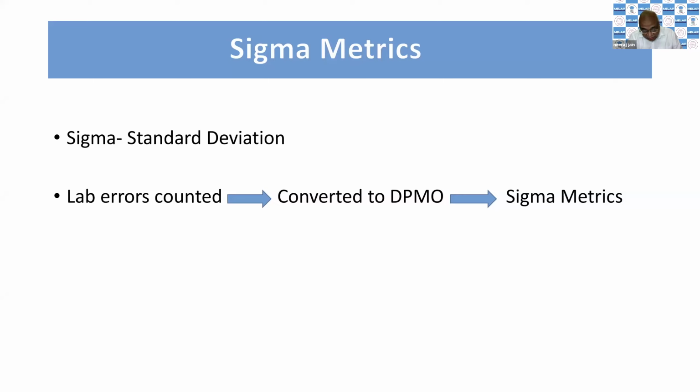In this, what we do is count errors and convert those errors into defects per million opportunities. These errors are called defects. Suppose there are 36 errors in 10,000. Then 10,000 is converted to a million, and 36 is also multiplied by the same multiplication factor. And with some chart, this is converted into a sigma metric. Then we come to know what is the present status of a particular activity.